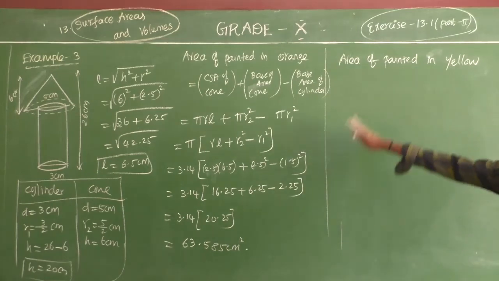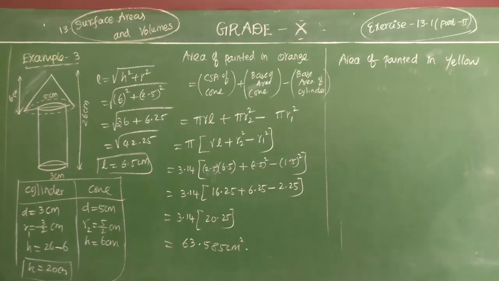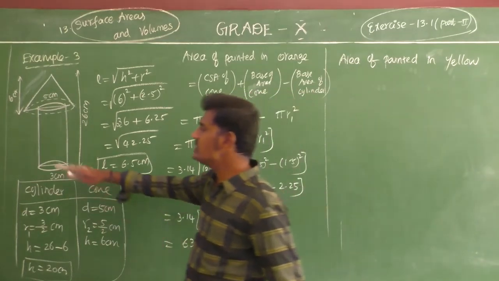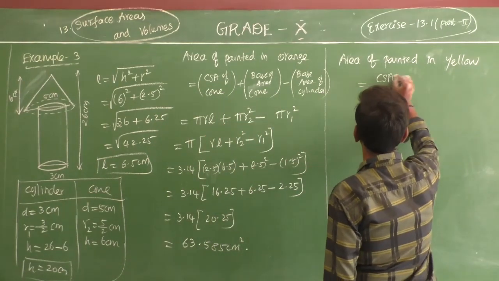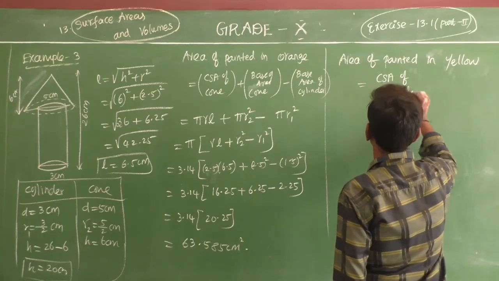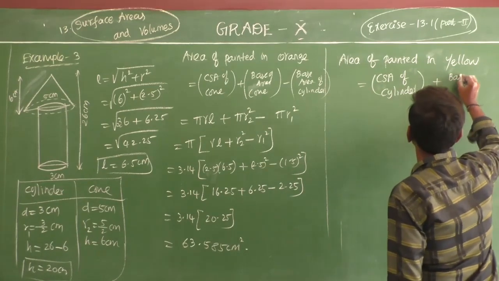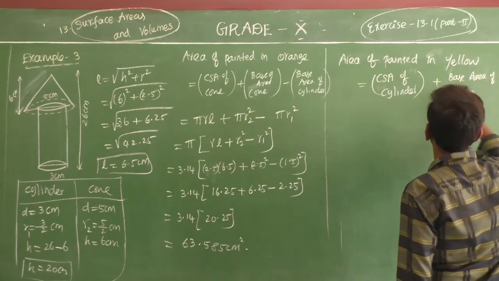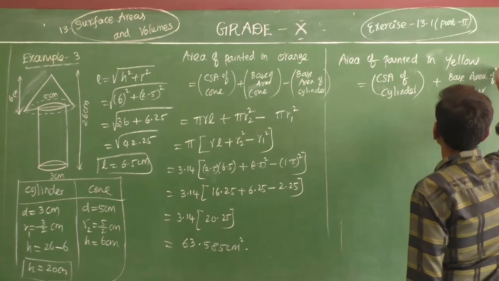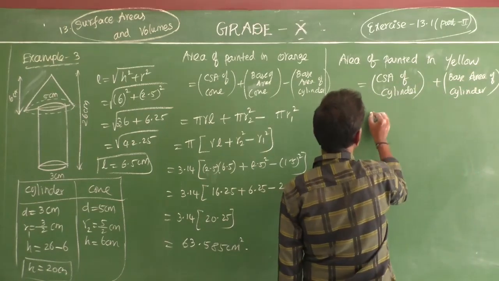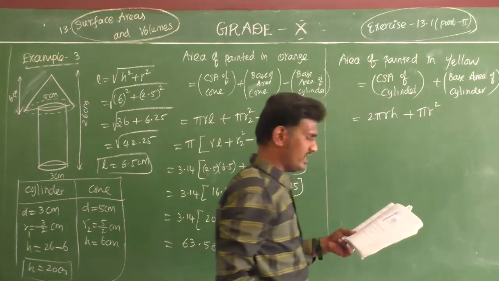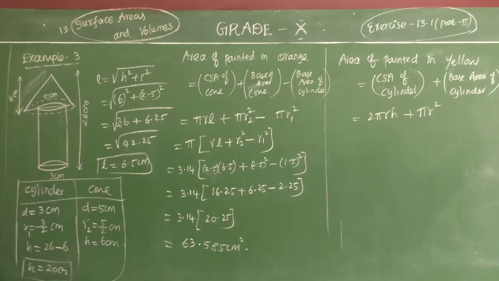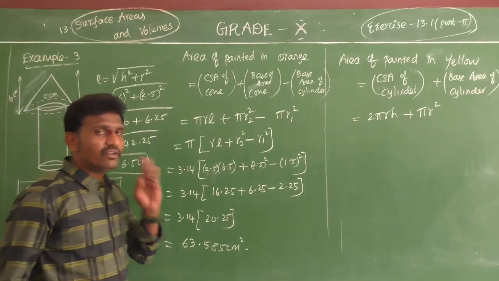Now next, the area painted in yellow color. So that is the CSA of the cylinder plus the base area of the cylinder. Why? Because these two places only we are going to paint with the color yellow. So the CSA of the cylinder is 2 pi r h plus the base area of the cylinder is pi r square. Here also we are going to use the correct values of radius and height.